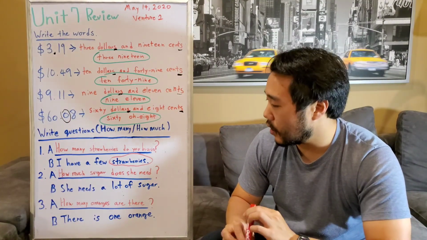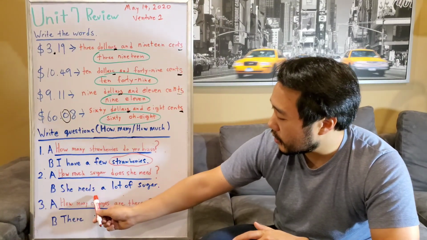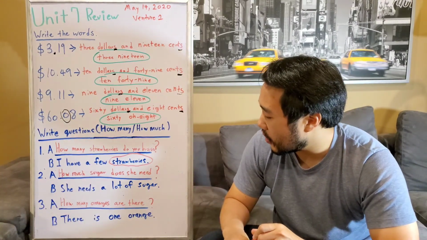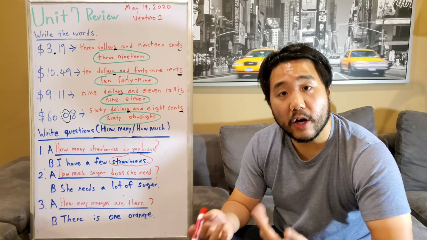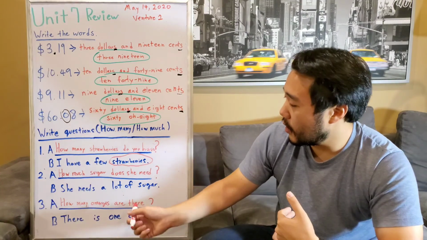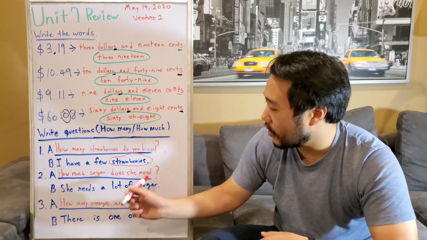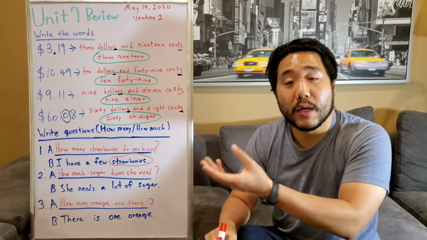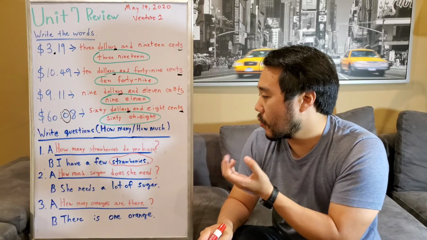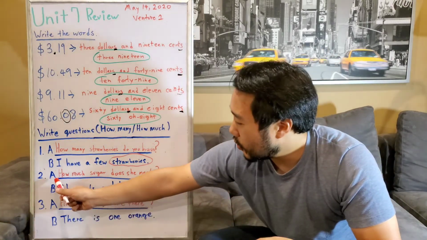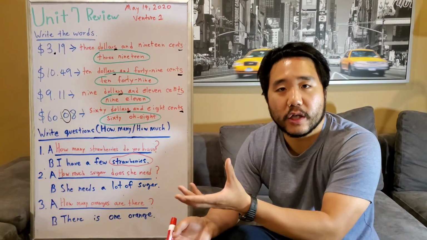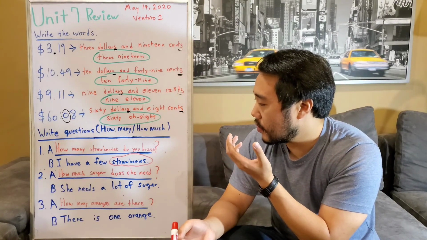So now number 2, she needs a lot of sugar. If we look at this answer, she needs a lot of sugar. Sugar is a non-countable noun. And then we have a subject, she, and a quantifier, a lot of. So when we're asking a question, because it's non-countable, we have to use the question how much. So how much sugar? And sugar has no singular or plural form, it's just sugar. So there's no need to change anything.